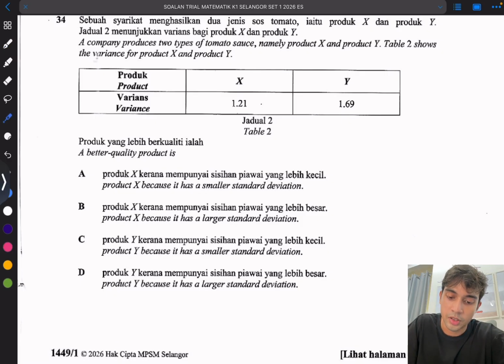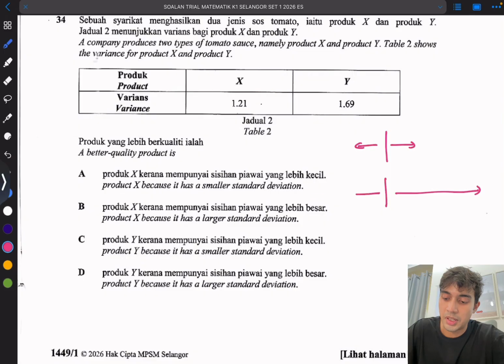A company produces two types of tomato sauce, X and Y. The table shows the variance of product X and product Y. Variance, or standard deviation, is how far it deviates from the mean. So if the variance is big, that means it's inconsistent. If the variance is small, that means it's consistent, consistently near the mean. This one is very, very inconsistent. So the bigger the variance, not good quality.